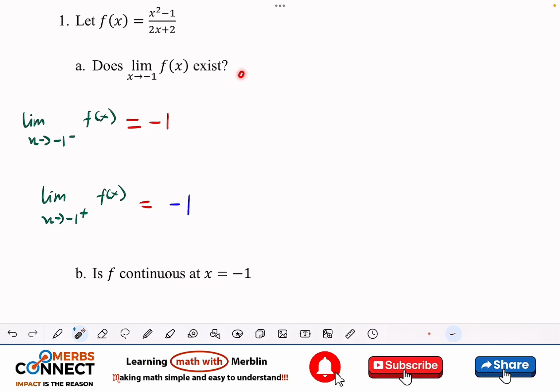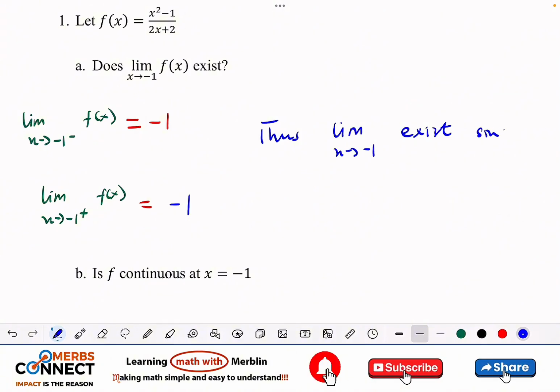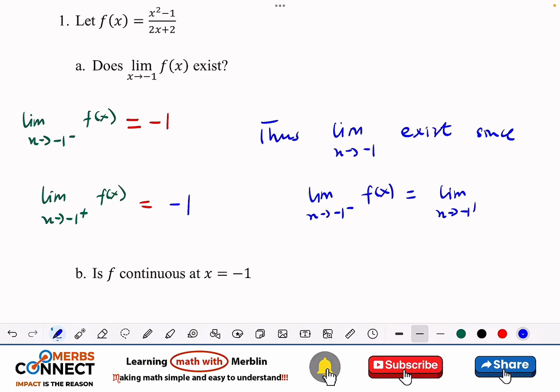So now we see that yes, indeed, this limit exists. Thus, limit x approaching -1 exists, since the left of -1 is the same as the right of -1. Good. So now the next question comes into play.